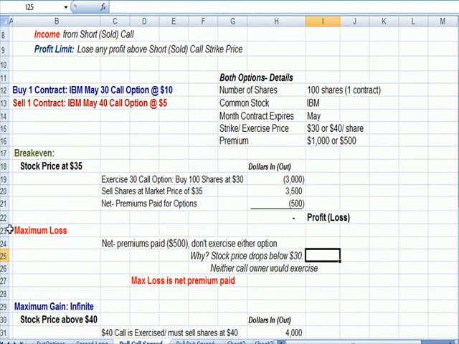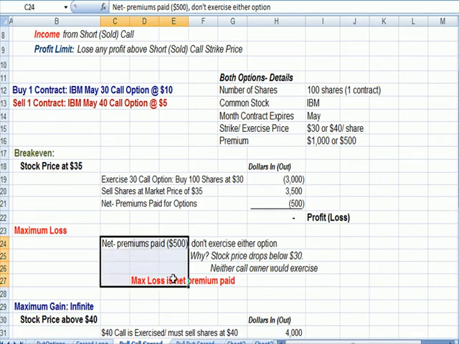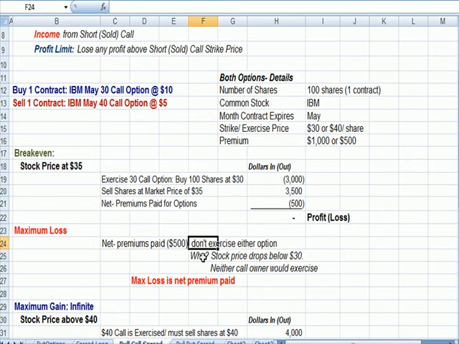What's the most we can lose? Well, the most we can lose is the net premiums that we pay. And that will happen if neither option gets exercised. Because if the market price doesn't rise above 30, neither option is attractive, which means neither call owner would exercise. So that's the most we can lose.